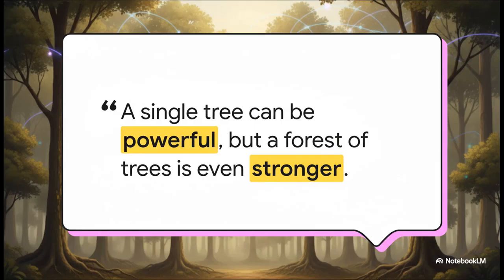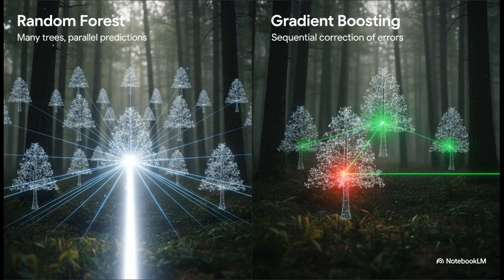So that gets you thinking, right? If one decision tree is pretty good, what happens if you combine the wisdom of a whole bunch of them? This is where we get into something called ensemble methods, basically teamwork for AI.